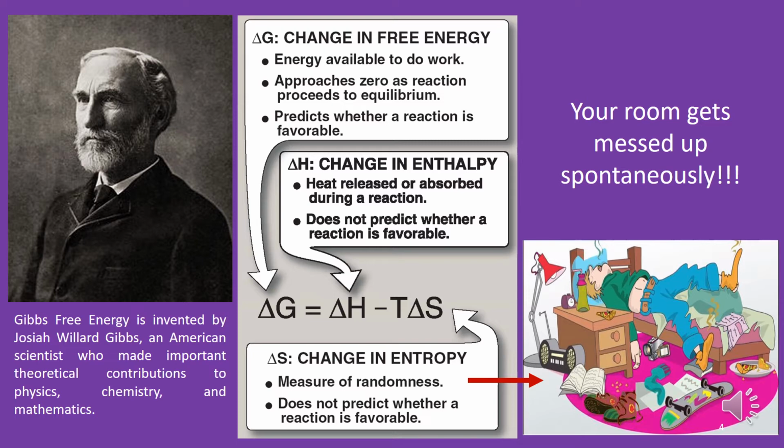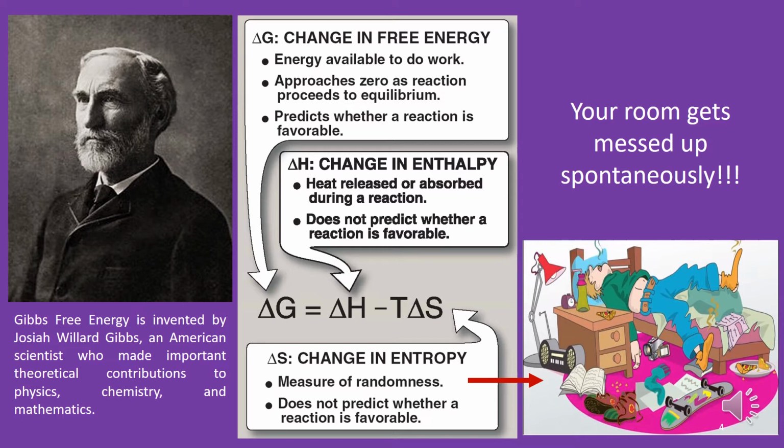The direction and extent to which a chemical reaction proceeds is determined by the degree to which two factors change during the reaction. These two factors are enthalpy, which in this equation is represented by delta H, and entropy, which is represented by delta S. Enthalpy is the measure of change in heat content of the reactants and products, while entropy is the measure of change in the randomness or disorder of the reactants and products.